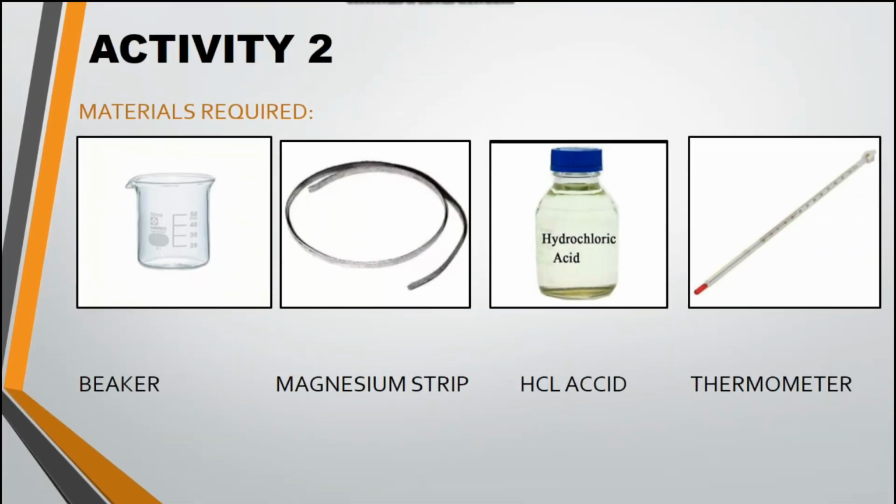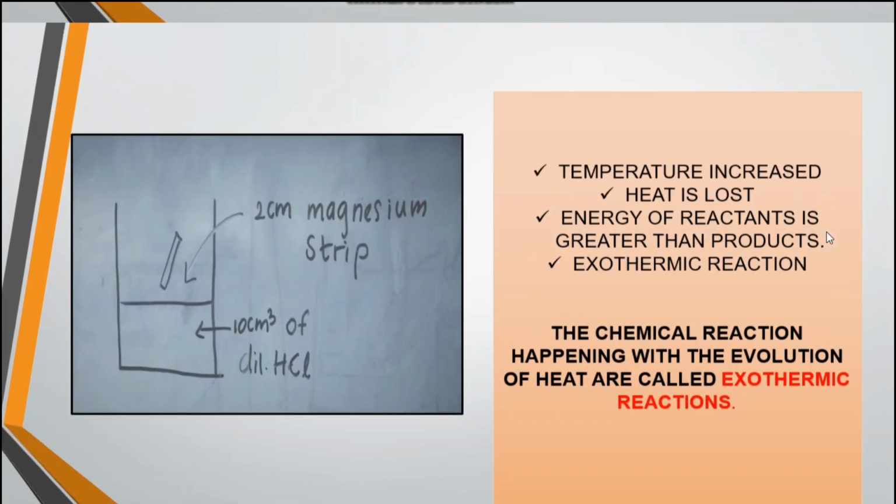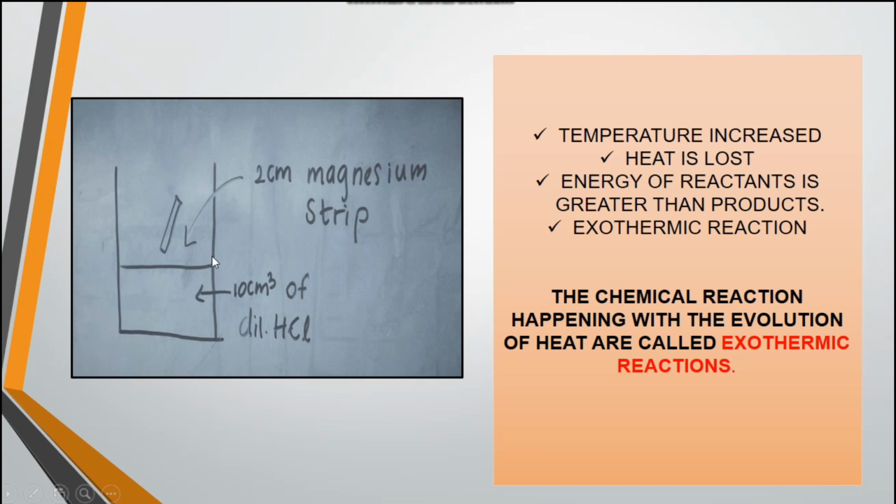Activity 2. We need a beaker, a magnesium strip, hydrochloric acid and a thermometer to do activity 2. This is how we do it. We'll take the beaker and add about 10 cubic centimeters of hydrochloric acid into it. After adding the hydrochloric acid, we'll check the temperature and record it. After that, we'll take a magnesium strip about 2 centimeters in length and add it into this hydrochloric acid.